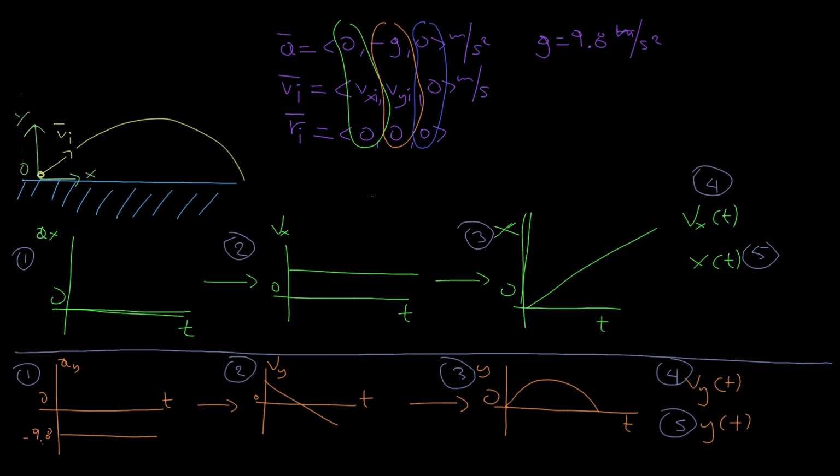So the big picture of this: we have the acceleration vector, initial velocity vector, and initial position vector. We focus on the x direction only. We forget about y and z. We do the three graphs, and we get the two equations of motion in the x direction. Then once we're done with that, we forget about x and z. We focus on the y direction. So we do the three graphs in the y direction, we obtain the two equations of motion in the y direction, and we're done.